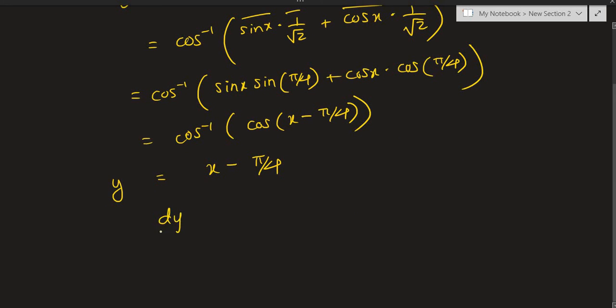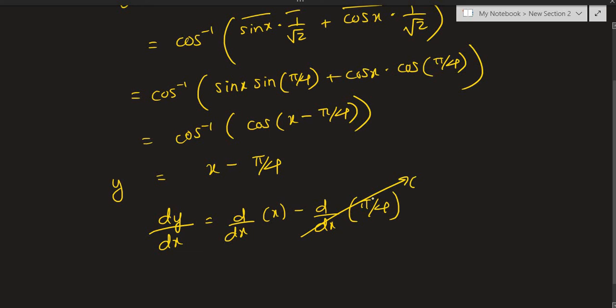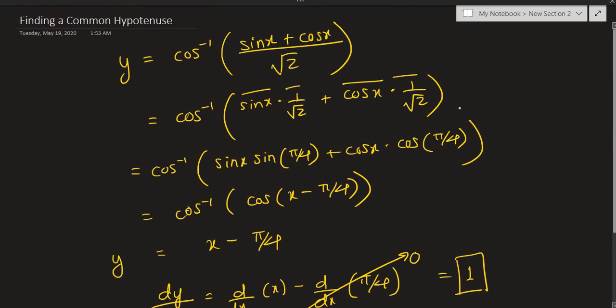So let's differentiate with respect to x on both sides. We have the derivative of x minus the derivative of pi over 4. Pi over 4 is just a simple constant, it goes to 0. Derivative of x is 1, and calculating derivatives couldn't be easier. So all of this inverse trigonometric junk just finally becomes 1 on differentiation. How nice, how elegant.